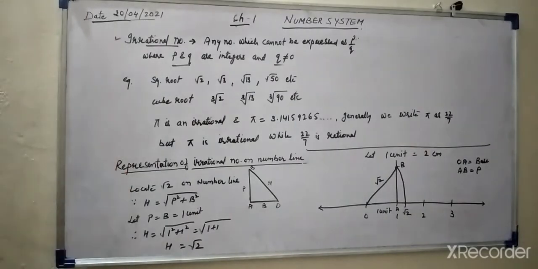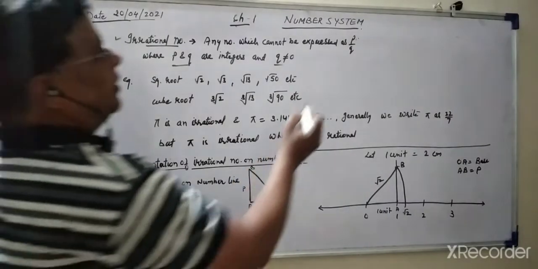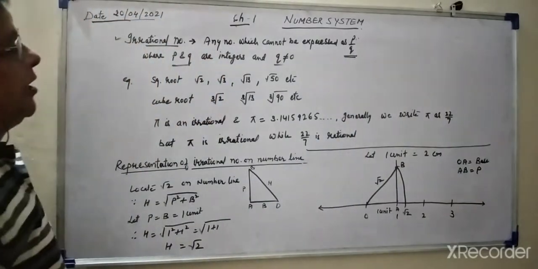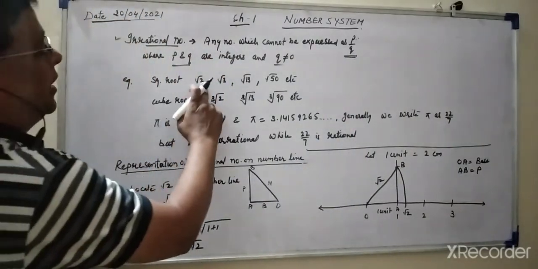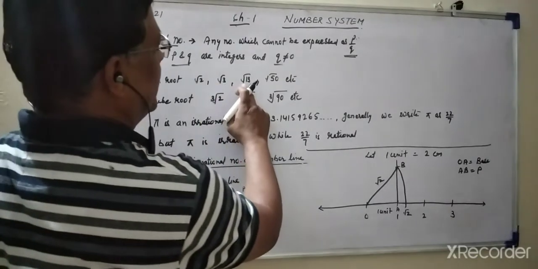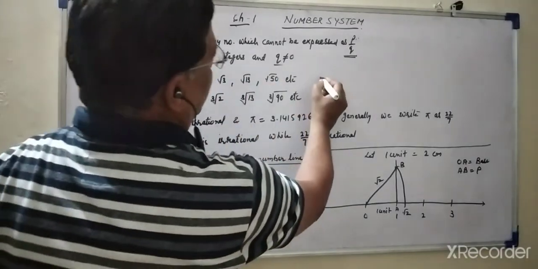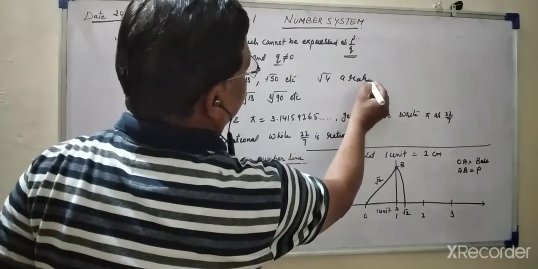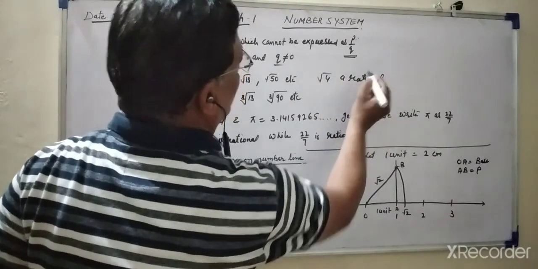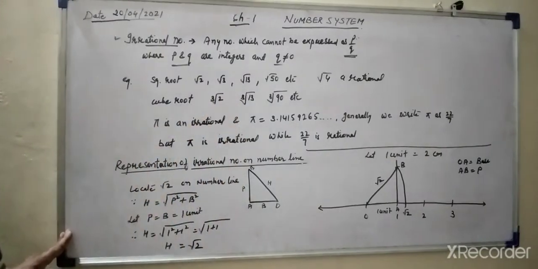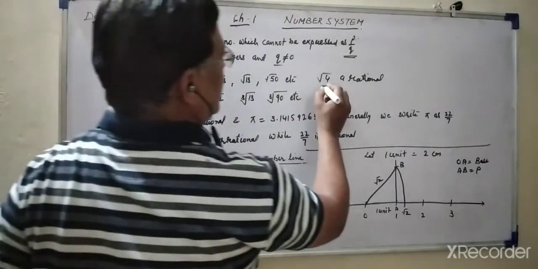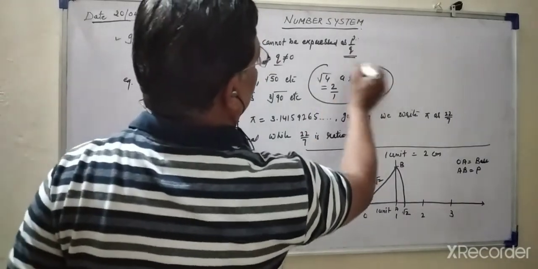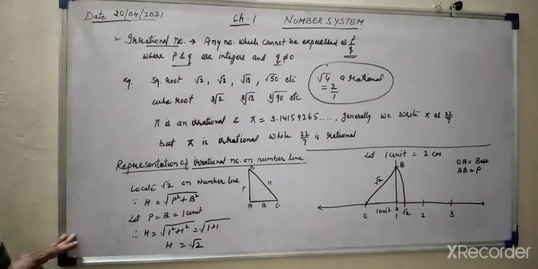So all the numbers which cannot be expressed in this form are the irrational numbers, like root 2, root 3, root 13, root 50. But root 4 is a rational number, as are those numbers whose perfect square root exists. Root 4 means 2. 2 can be written as 2 by 1. So root 4 is a rational number.